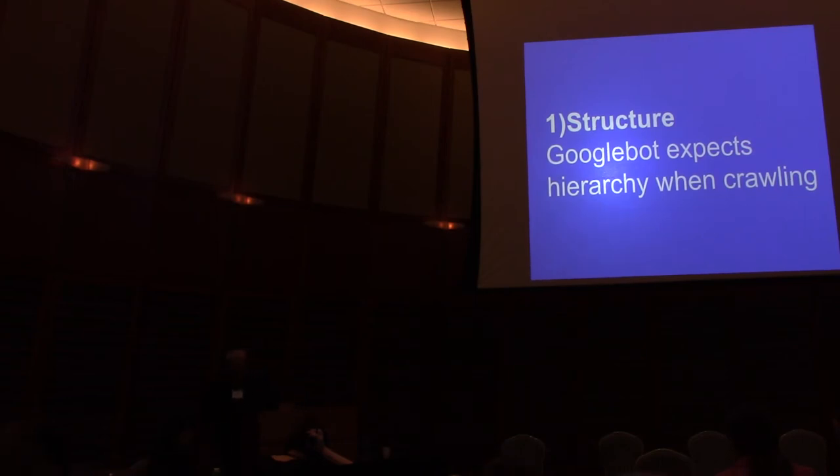Google expects structure, hierarchy, when it's crawling. If it comes to a website organized in a hierarchy, it can traverse it very easily, quickly and efficiently. If it's a tangled string like this, not so much. A tangled string, though, is a feature of linked data, so it works out well if the site is organized that way.